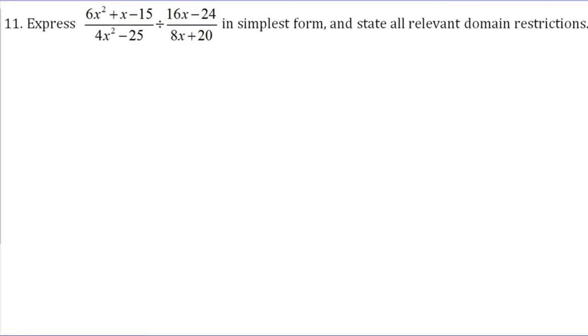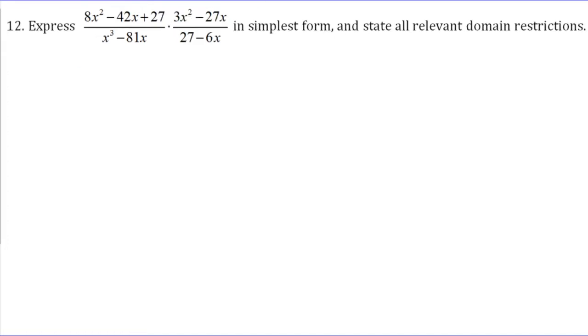Okay, so problem number 11 is asking us to express this in simplest form, which really just means do the division that they're asking us to do. Okay, and then after we're done, we need to state all relevant domain restrictions. Okay, so just as a reminder about how to divide, and on the next problem, how to multiply.